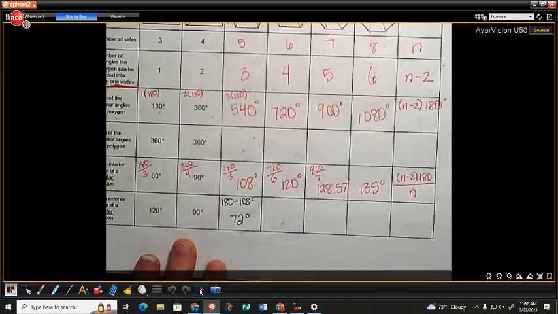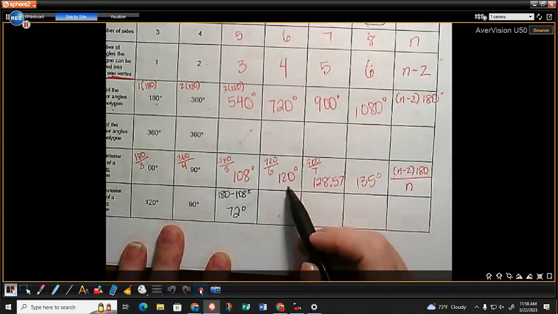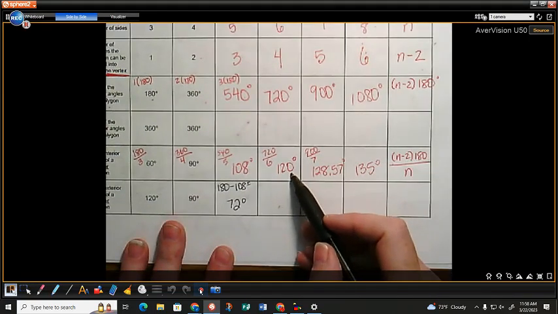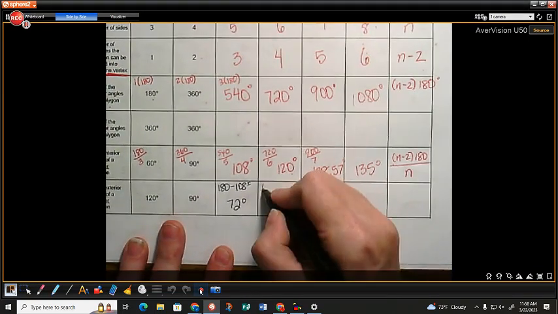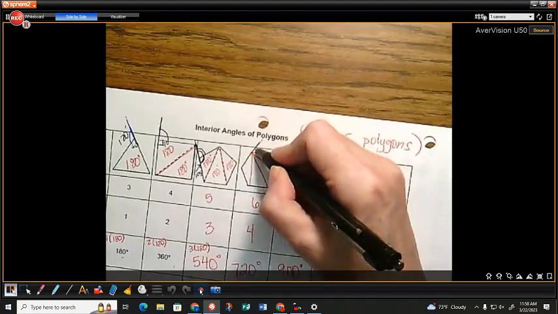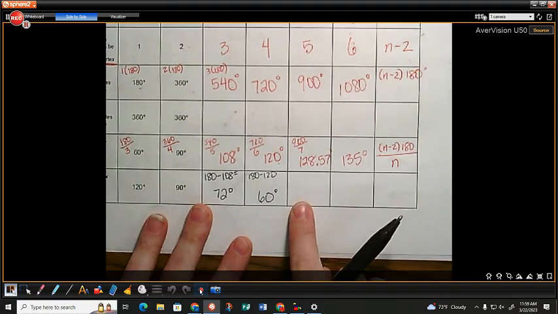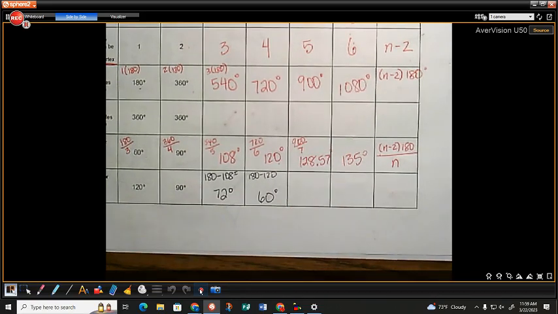Okay? As your interior angles get bigger, guess what happens to your exterior angles? They get smaller. So this interior angle is 120. How big is the exterior angle? 60 degrees. Oh, so I could do a 60 degree angle. I bet I could do some 30-60-90 triangles with that. Okay, so how big are the exterior angles of a regular heptagon?